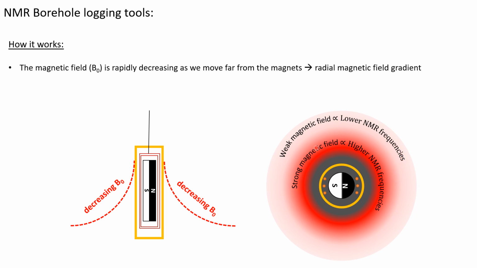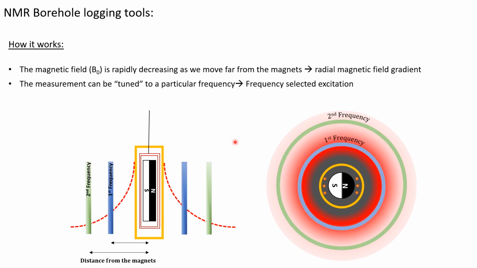And of course, stronger magnetic fields are associated with higher NMR frequencies, and weaker magnetic fields are associated with lower NMR frequencies. In this way, we can tune our measurement to a particular frequency at a certain distance from the sensor center. In this case, frequency 1 has a higher NMR frequency and is located closer to the sensor, and frequency 2 has a lower NMR frequency and is located deeper inside the formation.